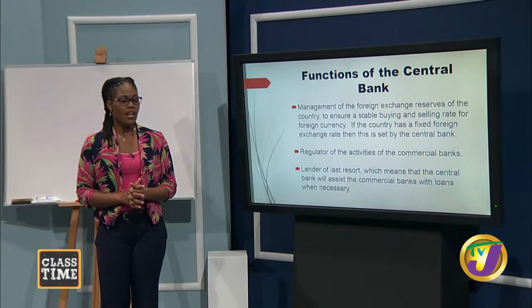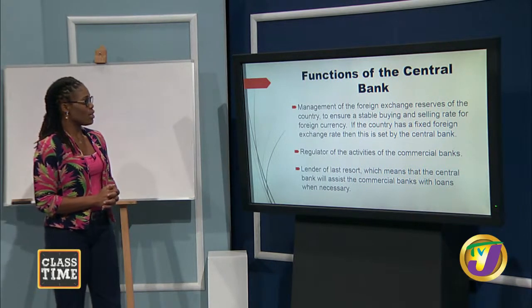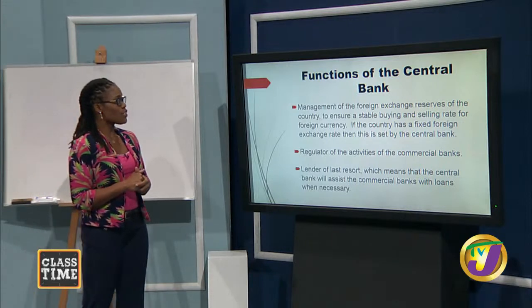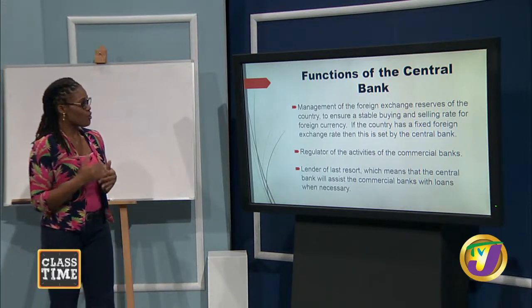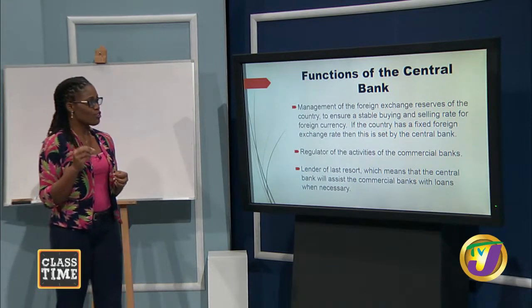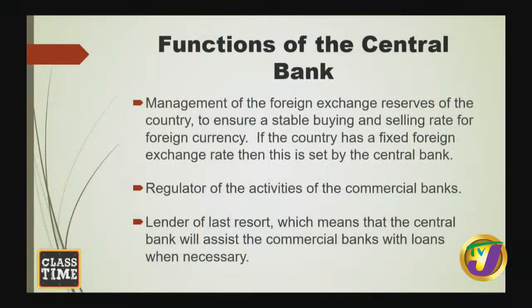Now, other functions of the central bank. The central bank manages the foreign exchange reserves of the country, to ensure a stable buying and selling rate for foreign currency. So if the country has a fixed foreign exchange rate, then this is set by the central bank. So the governor of the central bank has a crucial role to play in setting a fixed foreign exchange rate.